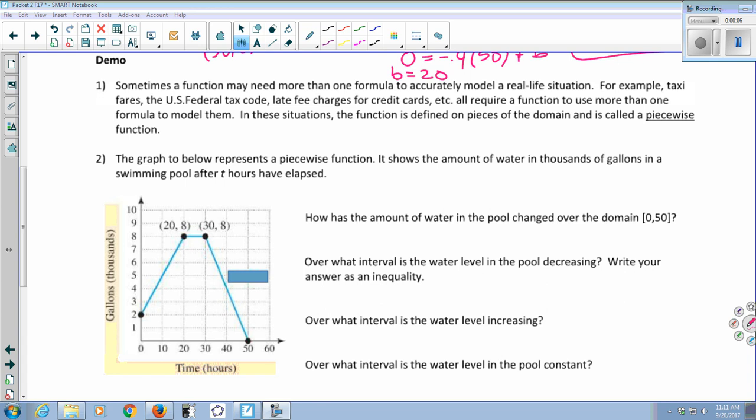Sometimes a function may need more than one formula to accurately model a real-life situation. For example, taxi fares, the US tax code, late fee charges for credit cards, etc. They all require a function to use more than one formula to model them. In these situations, the function is defined on different pieces of the domain, so we call it a piecewise function.